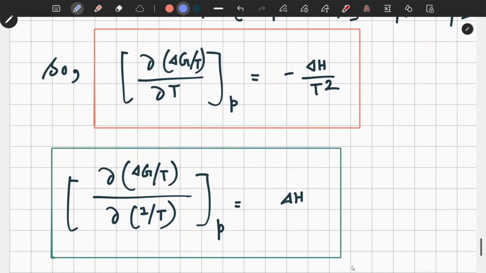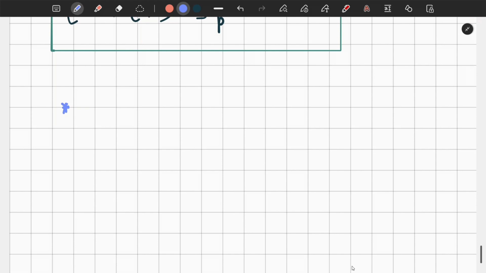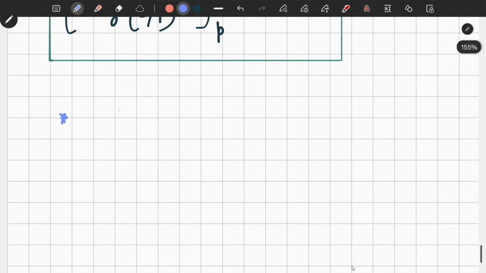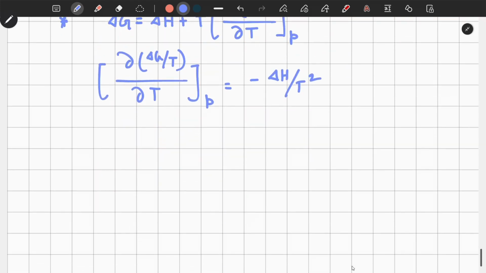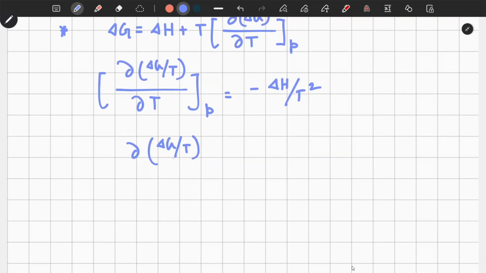So I'm just writing the Gibbs-Helmholtz equations. There are three equations that we have derived just now. First one is del G equals del H plus T del G by del T at constant P. This is one form. Second form is del by del T of G by T equals minus del H by T square. And third form is del G by T over del 1 by T equals plus del H. These three are all at constant pressure.